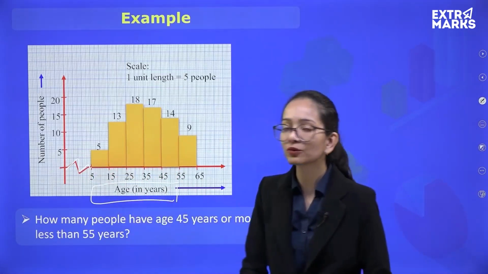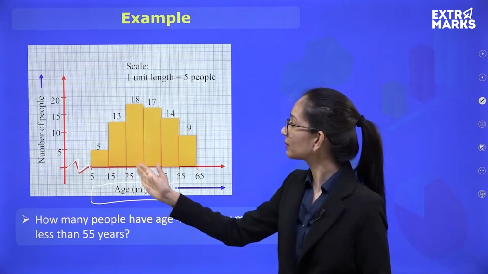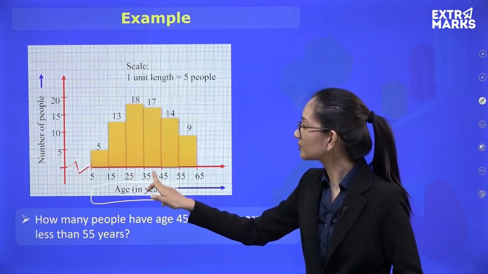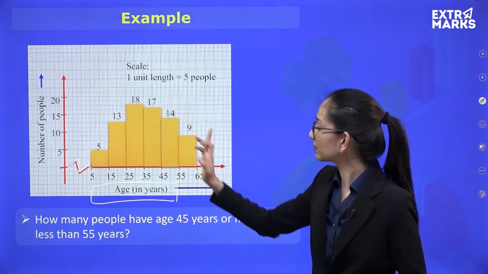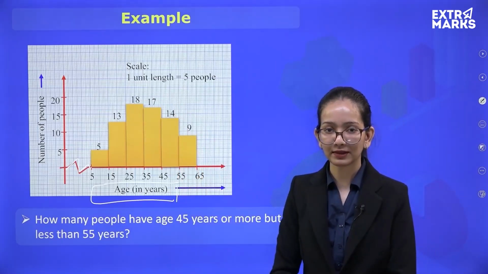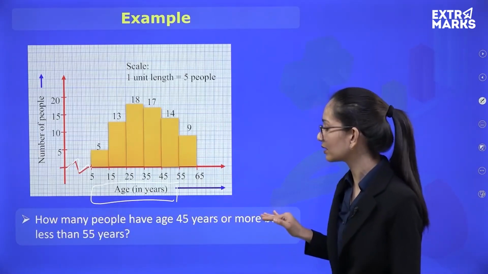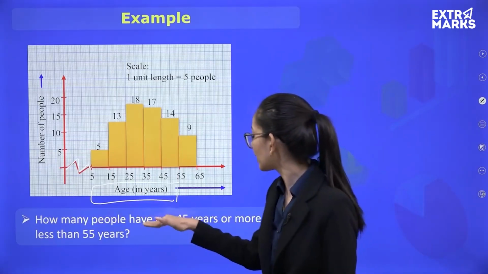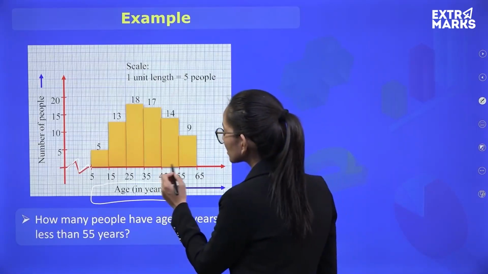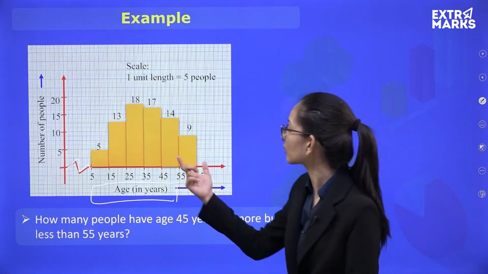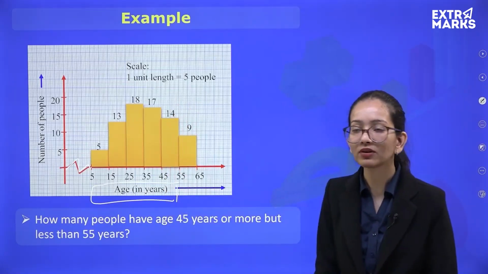Now in the age group 5 to 15 years, how many people are there? 5 people. In the age group 15 to 25, 13 people. Then 25 to 35, 18 people. 35 to 45, 17 people. 45 to 55, 14 people. And 55 to 65, 9 people. Now, what we have to answer: how many people have age 45 years or more but less than 55 years? That means they are talking about the range 45 to 55. How many people are there in the age group 45 to 55? 14 people.